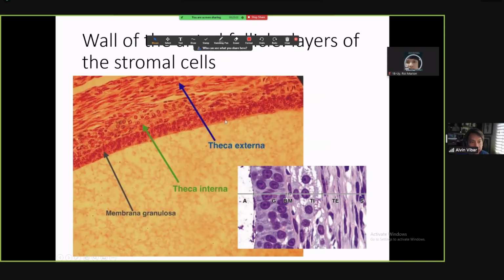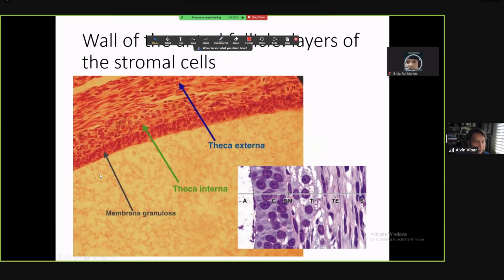Within the walls of the developing follicle, you can see here, I think this was mentioned in detail in your lecture, you have your membrana granulosa cells. This part is the membrana granulosa. And then you have your theca, which is made up of two layers: the theca interna, the innermost, and the theca externa, the outermost. So here is your membrana granulosa, then your theca interna, and your theca externa.